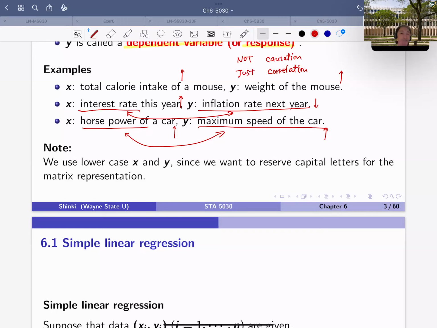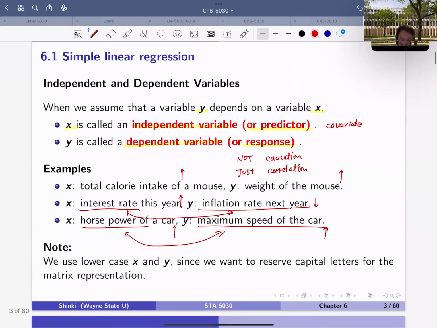Of course, statisticians think about approximate methods to show causation. But fundamentally, statistics cannot prove causation. So it is just correlation. Even if we say predict or response, which sounds like causation, this is always just correlation.